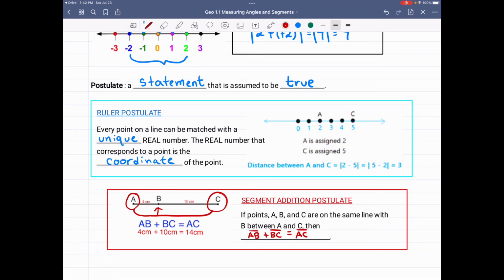Makes sense? And oftentimes postulates make a lot of sense, and they almost make so much sense that you're like, duh, of course that's true. And so we have in geometry ways to define what we're saying so that we can prove more difficult things to be true based on these more simple postulates.